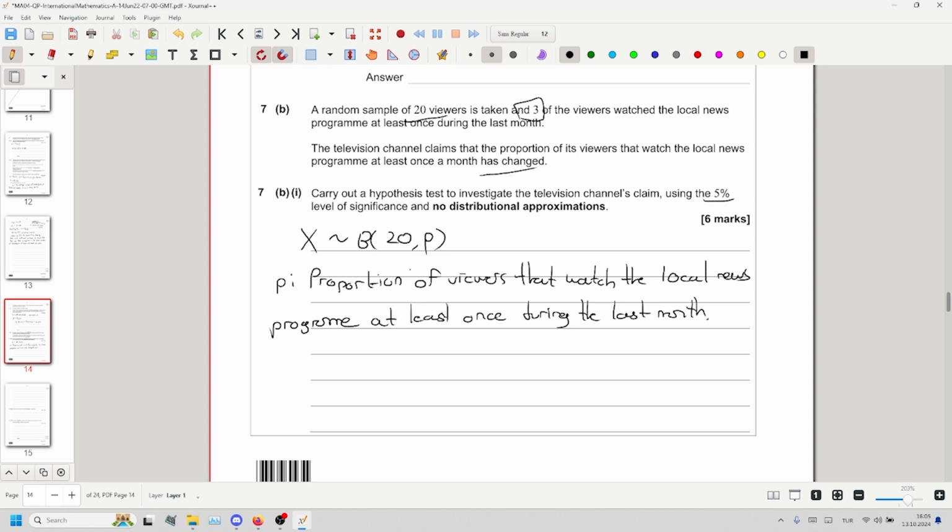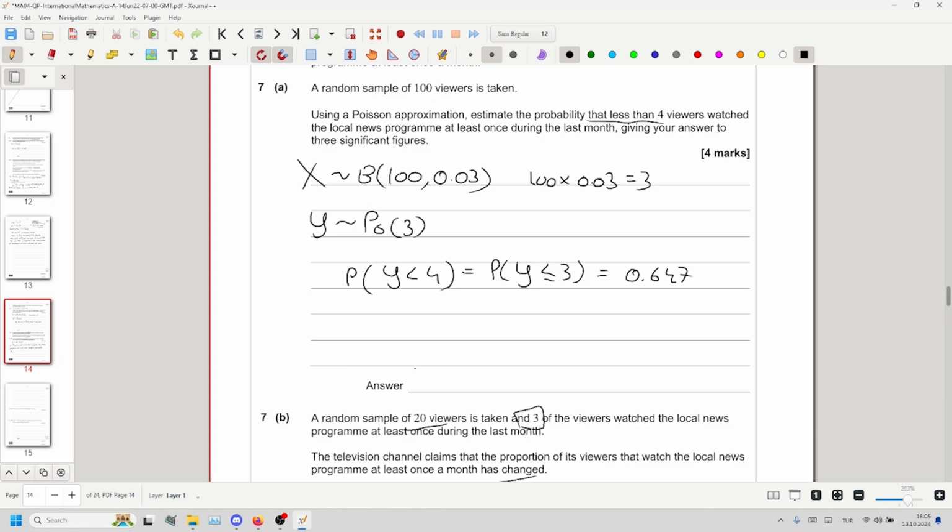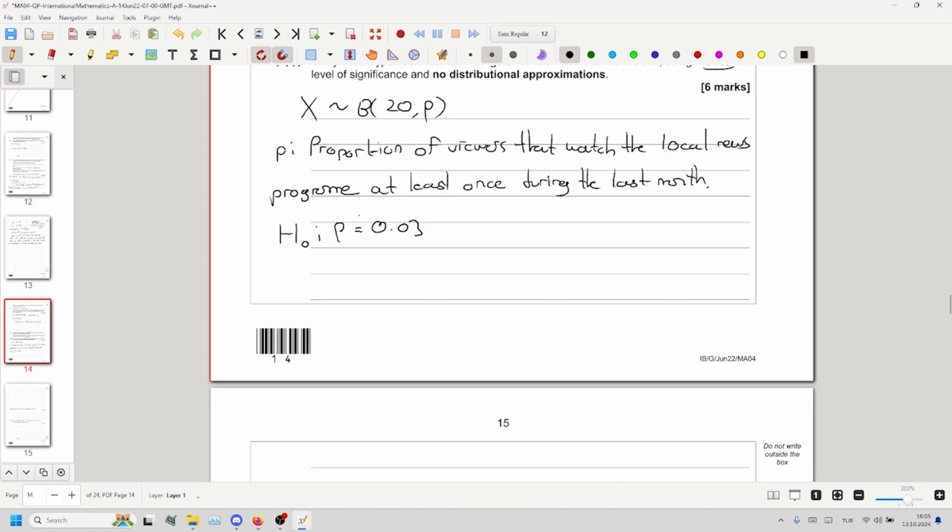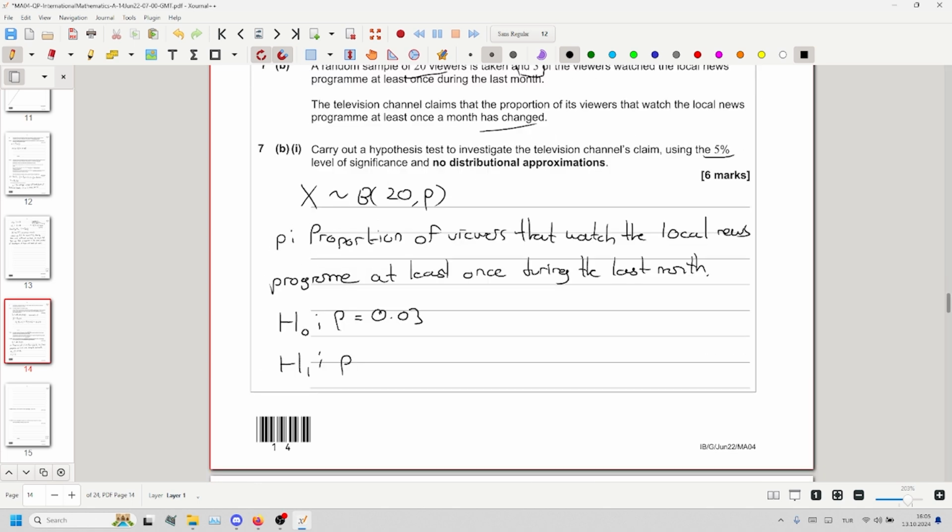So now let us begin our test. The null hypothesis is going to state that this probability value has not changed at all. So P is equal to 0.03. That was what it was before, 3%. And our alternative hypothesis, H1, is going to state that P has changed, because that is the claim of the television channel, which says that it has changed. So P is not equal to 0.03.